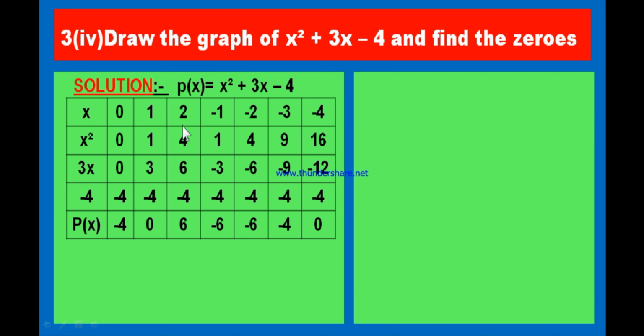Now, if x is equal to 2, x square, 2 square is 4, 3x, 3 into 2 is 6, plus 4 minus 4 is cancelled, and 6 is the simplified value. Therefore, this point is 2, 6.